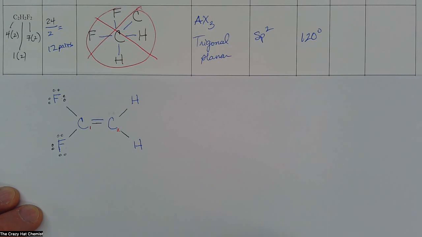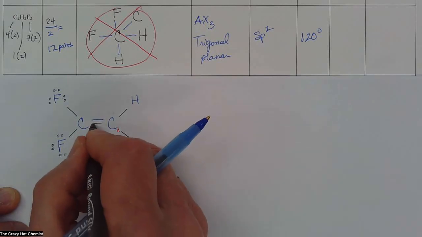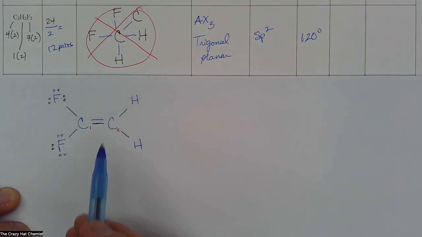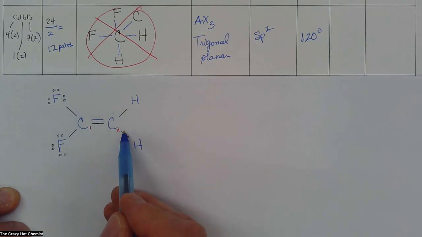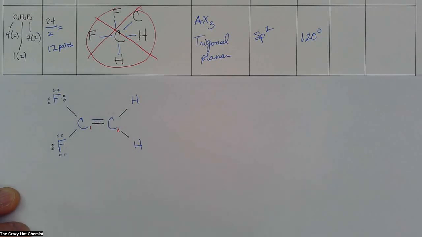Okay. And then now we have another issue with regards to polarity. And then the next question is our next column. Does it have resonance or geometric isomers? So it has no resonance. Even though it has a double bond, this double bond cannot be moved to an alternate location. You cannot double bond the halogen of the fluorines. You certainly cannot double bond those hydrogens. No way, no how. But this does have what's called geometric isomers.